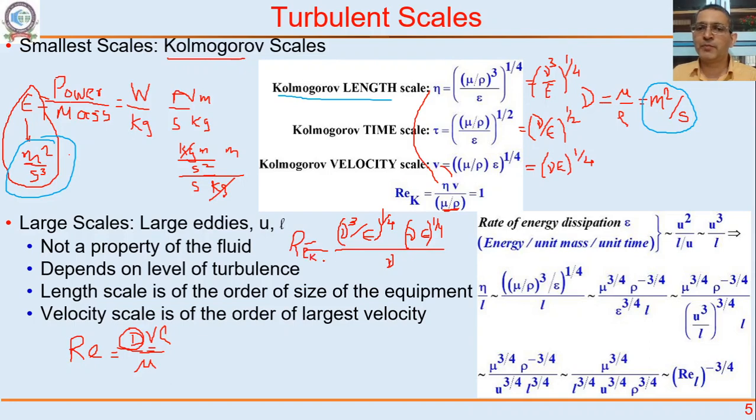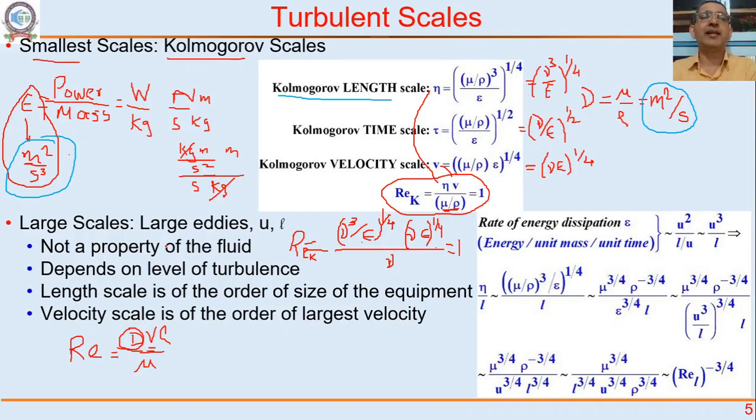And you will see epsilon cancels out, it is nu cube, nu raised to 1 by 4, 1 by 4. So I will get this equal to 1. So the Kolmogorov Reynolds number is 1. That means the Reynolds number for the Kolmogorov scale eddies is 1. These are the smallest eddies that are present. Why? Because anything less than 1 will be laminar flow. These are the smallest eddies that are there in the turbulent flow. These are the smallest scales.